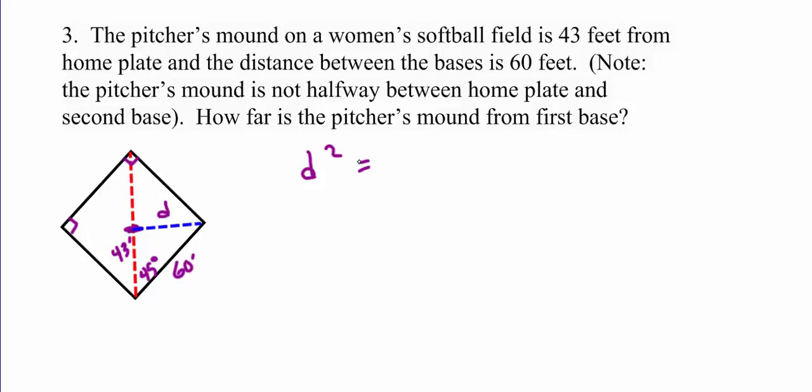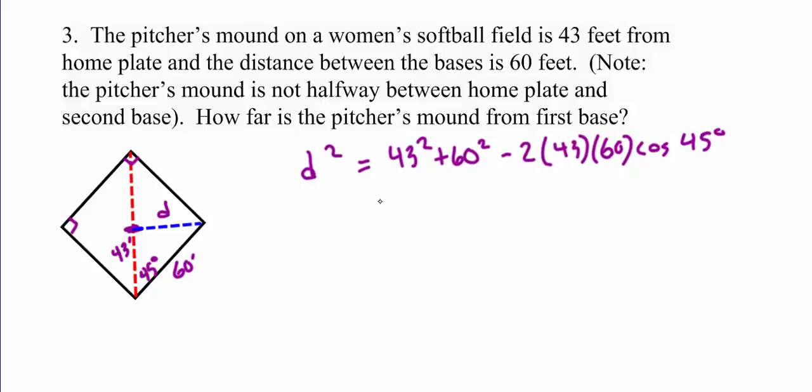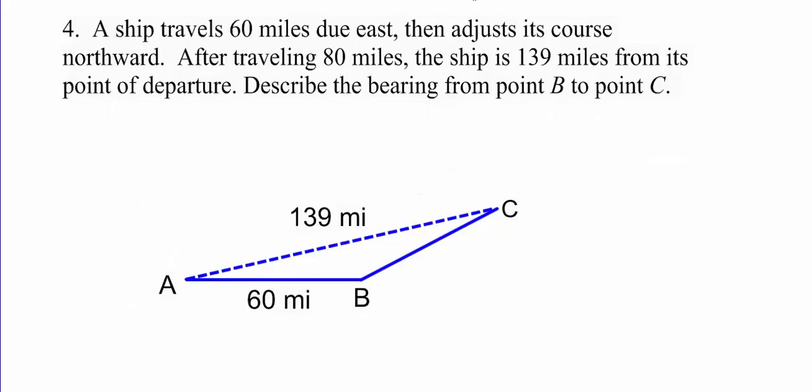That's law of cosines. So D squared is equal to 43 squared plus 60 squared minus 2 times 43 times 60 times the cosine of that included angle, 45 degrees. Again, just a little work with our calculators to clean this up and get a nice decimal approximation, and I'm getting about 42.43 feet. So again, the pitcher's mound is about half a foot closer to first base than it is to home plate. All right, for our last problem today, we're looking at another navigation situation.